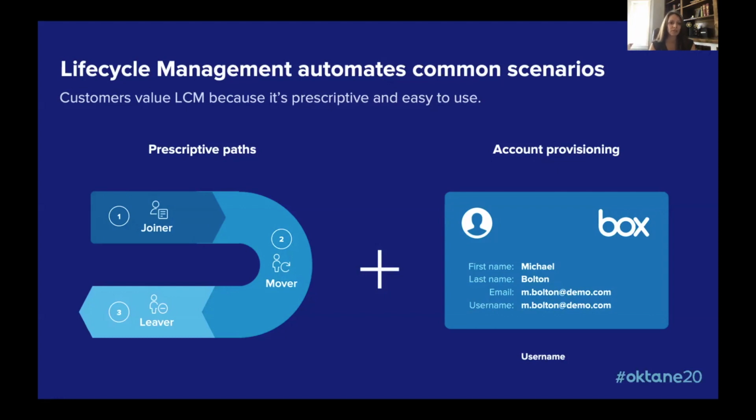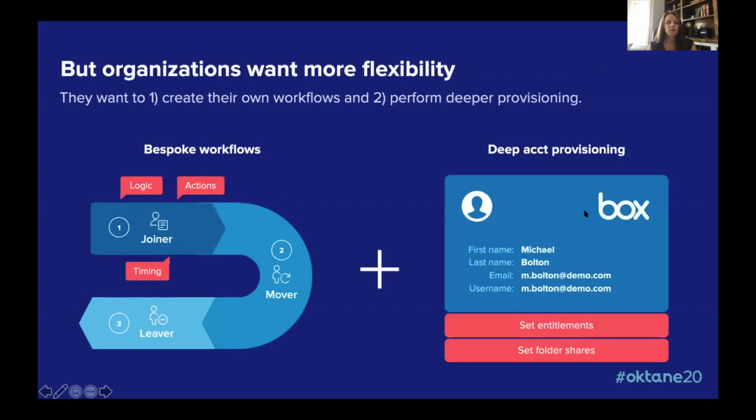So for instance, on this slide, we're talking about joiner, mover, leaver. Somebody joins the company, somebody switches roles in the company, somebody leaves the company. And typically what we'll need to do when someone joins the company or changes roles is account provisioning. So we'll grab that information, maybe we'll create them an account in Box, okay? Now with workflows, what we're trying to do is allow more flexibility than that.